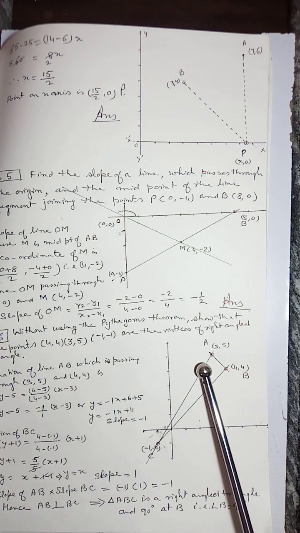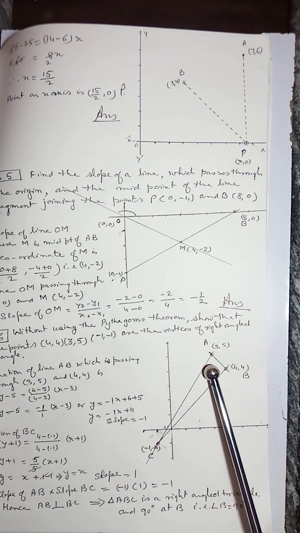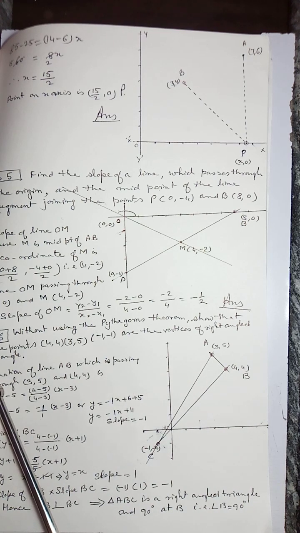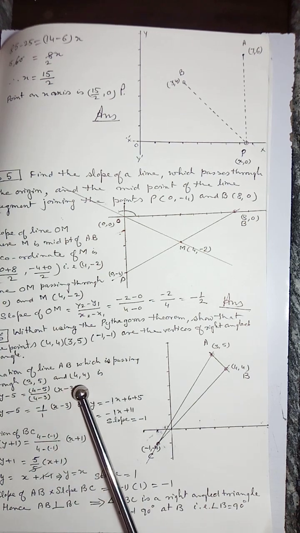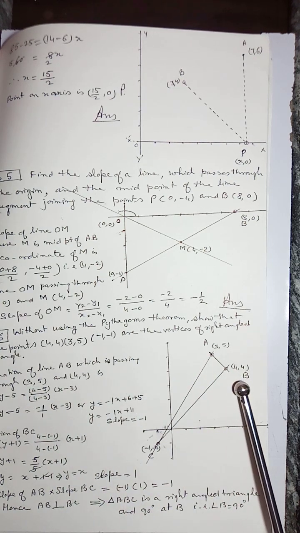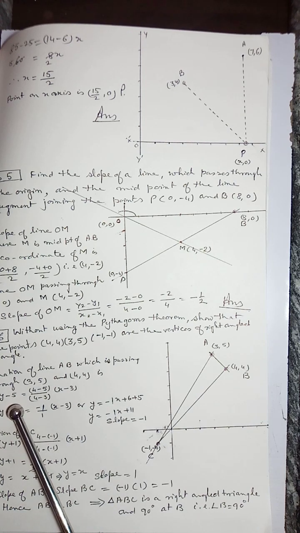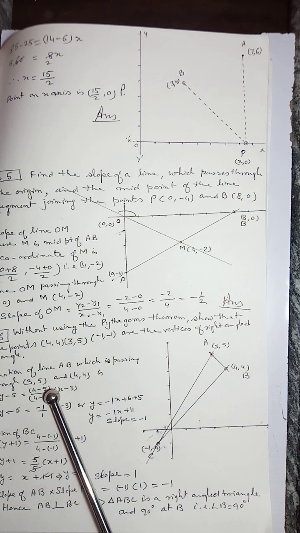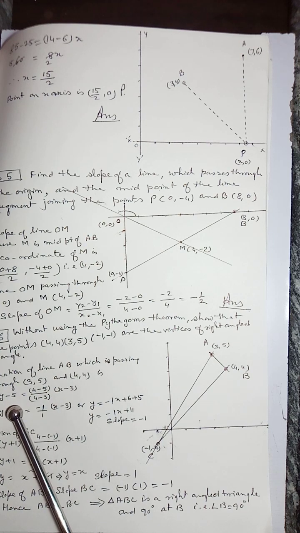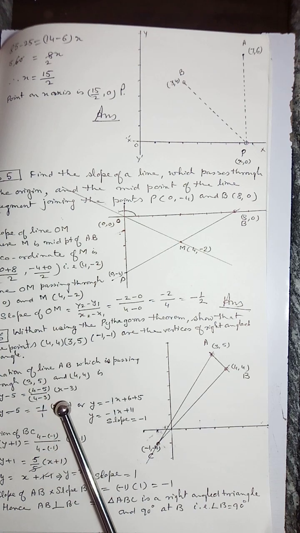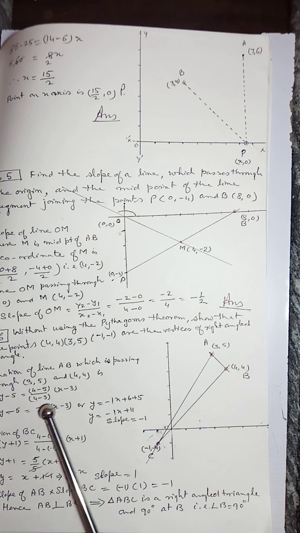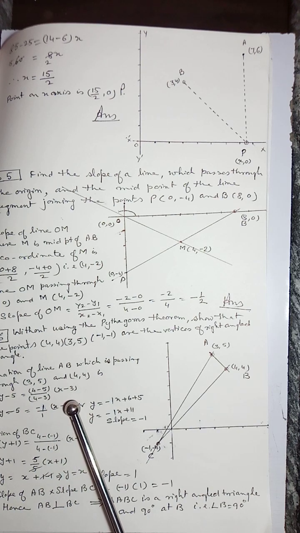But numerically, I have to find it out. So let us do it. Equation of the line AB, which is passing through (3, 5) and (4, 4). You see (3, 5) and (4, 4). That will be y minus 5 is equal to 4 minus 5, means y minus y1 is equal to (y2 minus y1) upon (x2 minus x1) into (x minus x1). So that formula I have used here: 4 minus 5 upon 4 minus 3 in bracket (x minus 3).